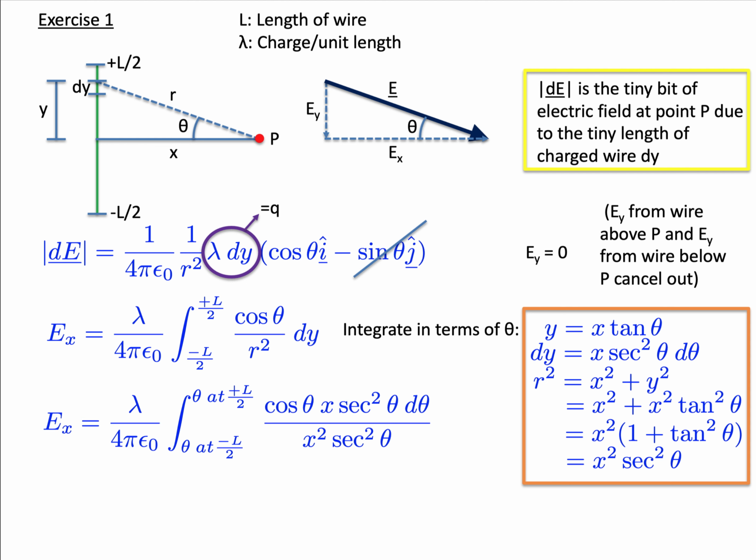And we now need to give the limits in terms of theta as well. We'll work those out in a minute. We'll just write theta at L over 2 and theta at minus L over 2 for now. And now the reason for putting it all in terms of theta becomes clear. We can cancel the x squared theta to give this. We've also moved the x out of the integral as it's a constant. Doing the integral is now simple and gives this.